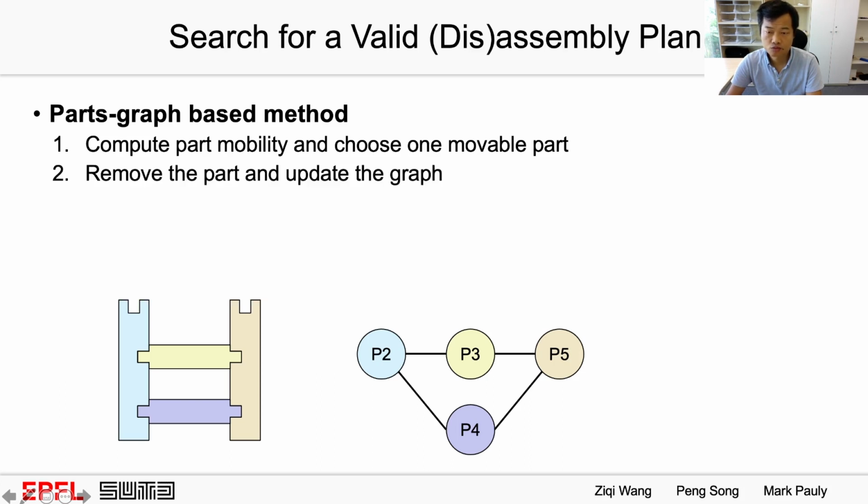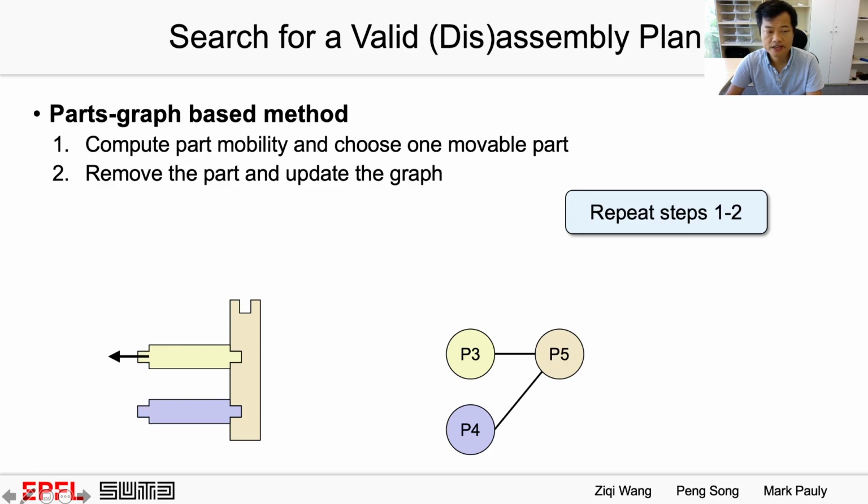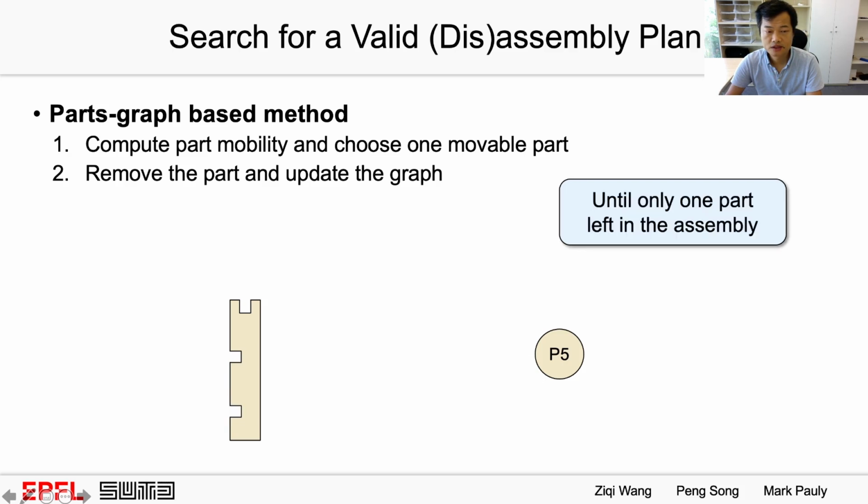Next, we remove the green part from the assembly and update the path graph accordingly. Then we repeat steps 1 and 2 for the remaining assembly. For example, we identify and remove the cyan part, the yellow part, the blue part, until there is only one part left in the assembly.